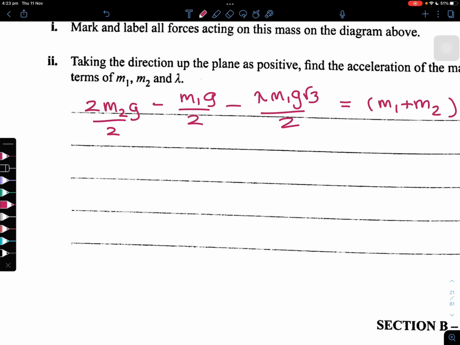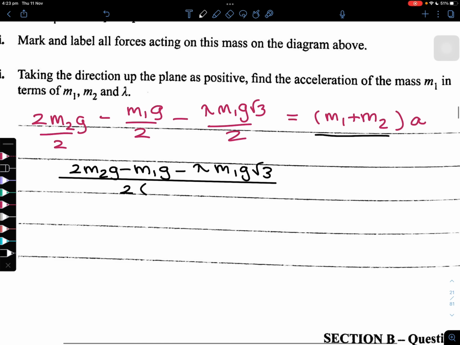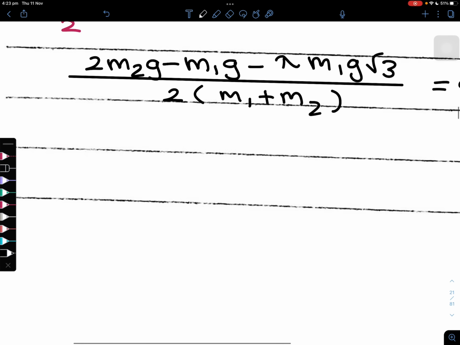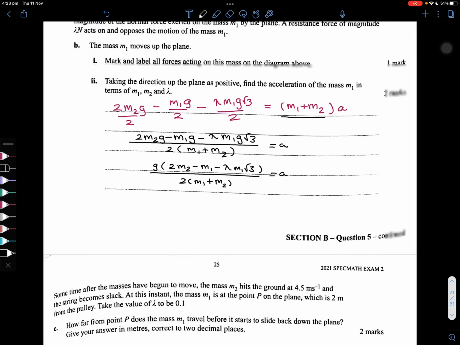Okay, now let's clean up this left-hand side. I'm just going to multiply this by 2 and 2. That leaves us with 2 m2 g, take m1 g, take lambda m1 g root 3 on 2. Oh no, not on 2. It is on 2, but we're also dividing this across, so we're going to have m1 plus m2 all equal to a. Now, just to clean it up a tiny bit more, let's factor out g from the top: g times 2 m2, take m1, take lambda m1 root 3, all on 2 times m1 plus m2, is equal to a.